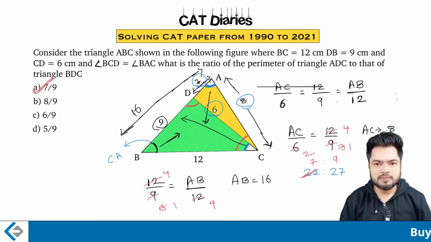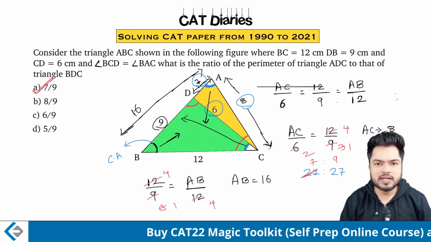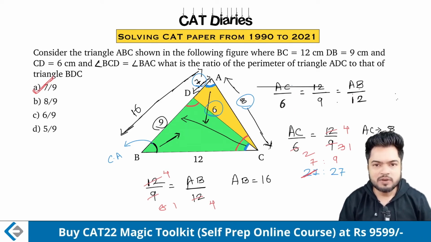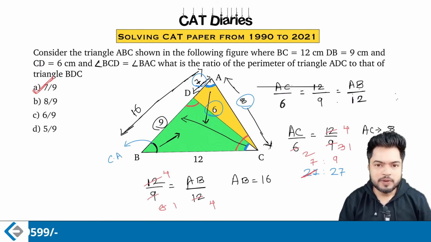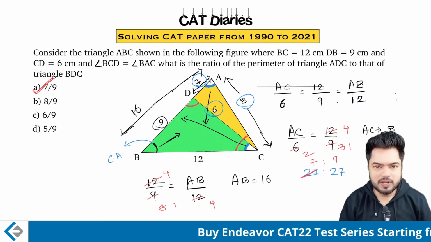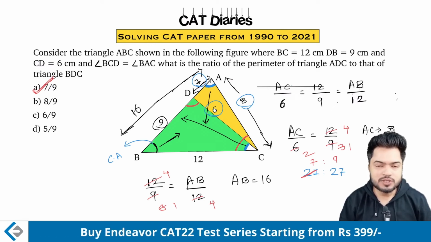Okay, so very simple question where you just have to understand what is being given. One of the angles was already given to be equal. One was the common angle. Now you have to pick up which two triangles you will prove to be similar to reach the answer to the question which is being asked here.